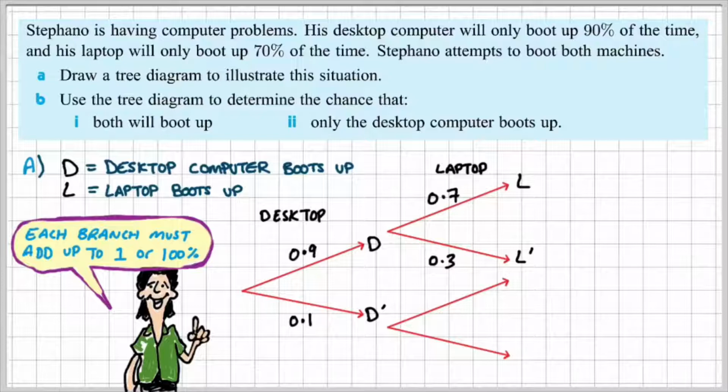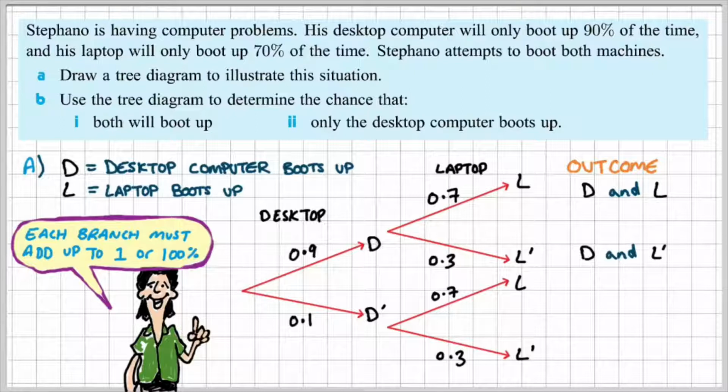Okay, so if you complete the final branch, we know that the laptop can either boot up, 0.7 or 70%, or it doesn't boot up, which is 0.3 or 30%. Again, remember each branch adds up to 1 or 100%. So there are 4 total outcomes. The desktop boots up and the laptop boots up, which is D and L. The desktop boots up and the laptop does not boot up, which is D and the complement of L. The desktop doesn't boot up and the laptop does boot up, D dash and L. And finally, neither the desktop nor the laptop boot up, which is D dash and L dash.